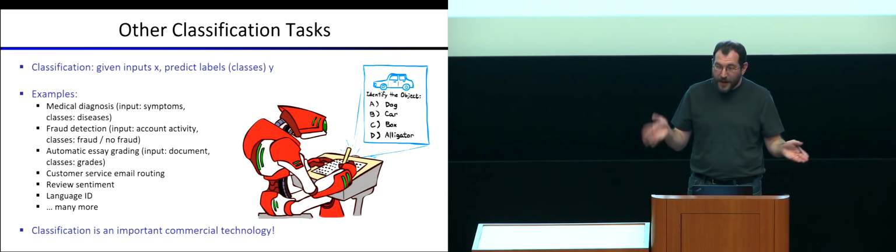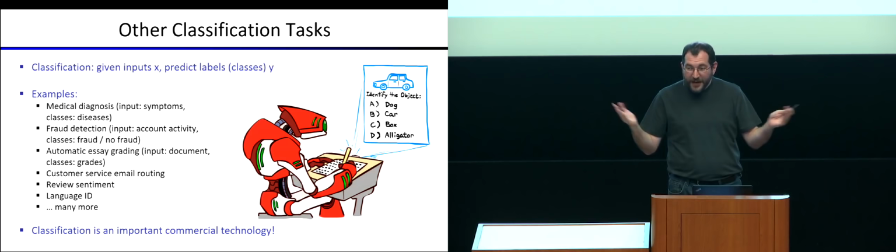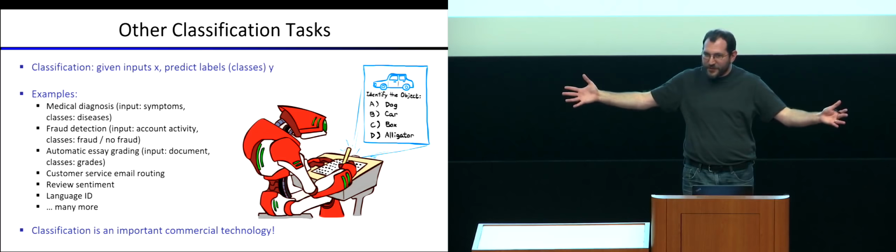Fraud detection could be, think of your credit card company. There's some account activity and you want to red flag accounts that are suspicious. Think about all the different kinds of features you could put in order to make those kinds of decisions, both at the individual transaction level and also at the network level. Automatic essay grading, auto grading. This can be a machine learning problem. Customer service email routing. You have a whole bunch of customer service agents that do all different kinds of things. Emails are flying into the system, and you'd like to automate the routing of that.